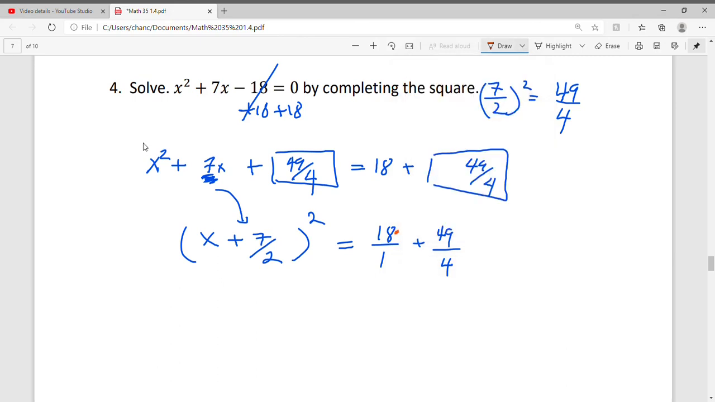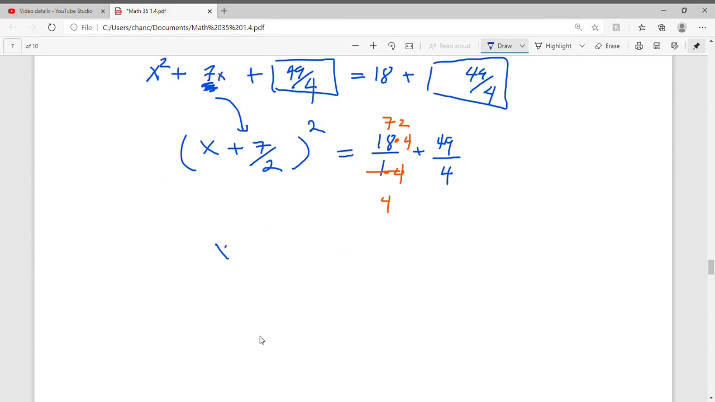Let's multiply the top and bottom by 4. 1 times 4 is 4. 18 times 4, that's 72. This is equivalent to x plus 7 over 2 squared equals 121 divided by 4. Because 72 plus 49 is 121.